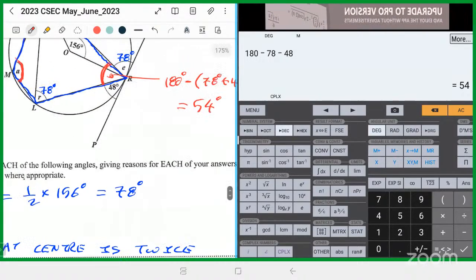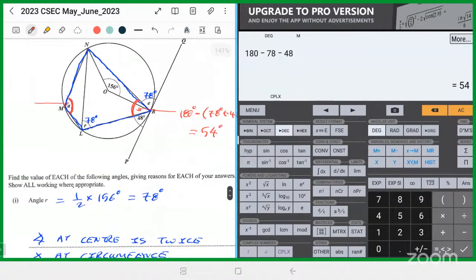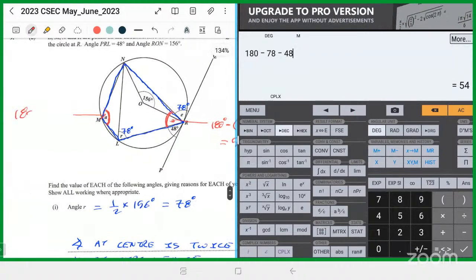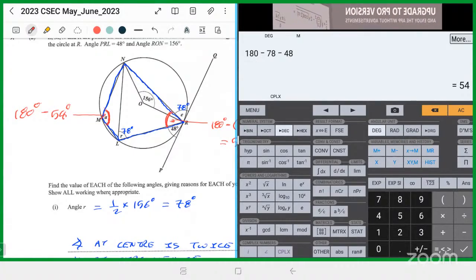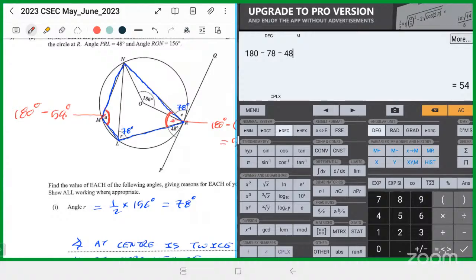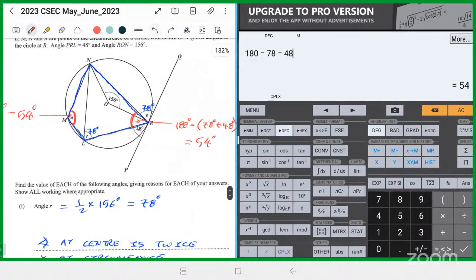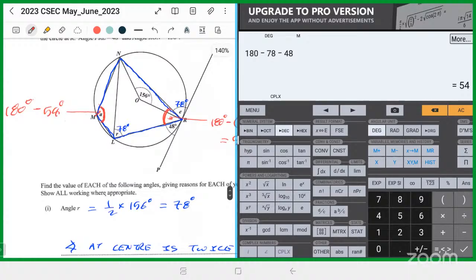That angle. And then this angle over here now becomes 180 degrees minus the 54 degrees. So it comes back to the sum of these two, 48 and 78. So we're going to subtract again from 180. So we get 126 degrees. 126 degrees.